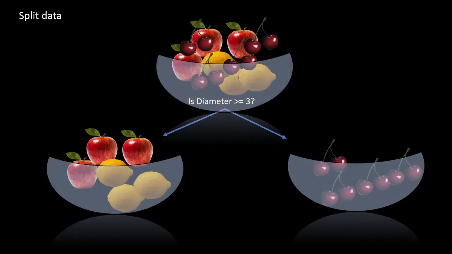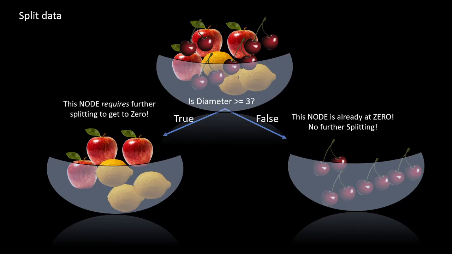So when I look at this, I say, is the diameter greater than or equal to 3? I know that it splits, right? So my cherry is going to be false, clearly. It's not going to be bigger than 3, but my apples and my lemons will. So this node here with the cherries is already at 0. I can't split it anymore. But this node over here requires further splitting to get to my 0. So entropy has decreased significantly after the splitting.